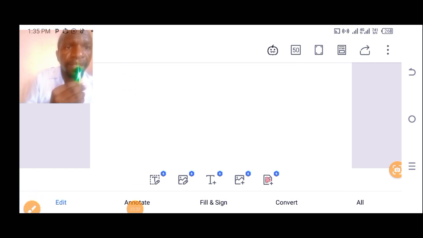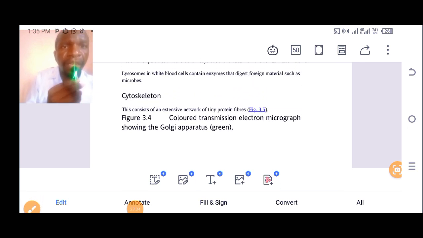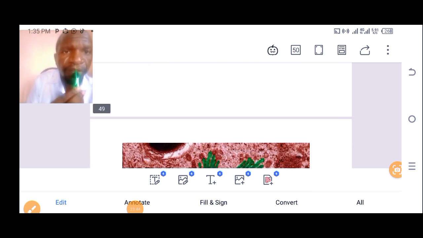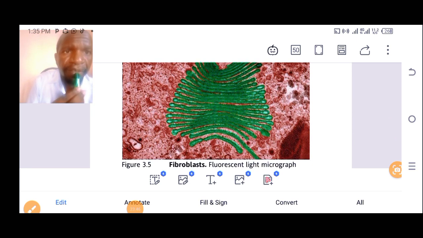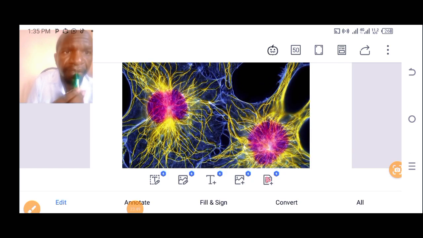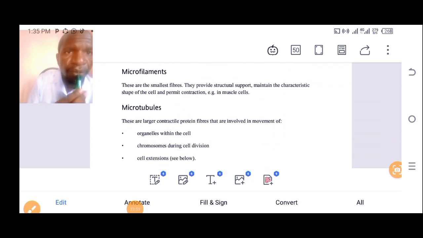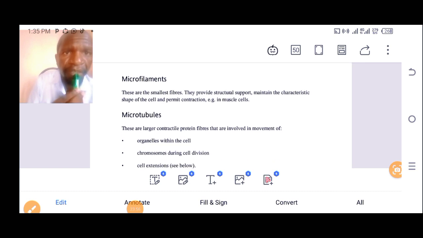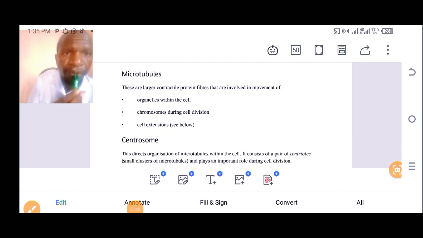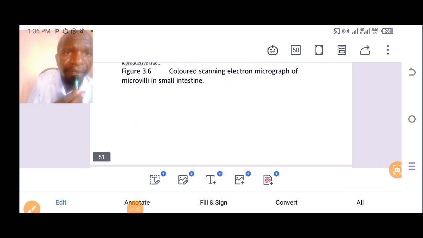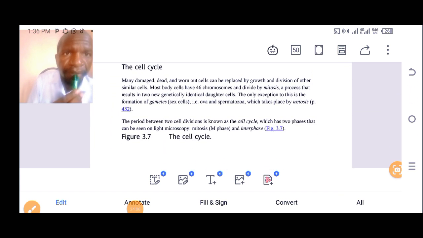Now let us lastly look at the cytoskeleton. The cytoskeleton consists of an extensive network of tiny protein fibers. This is the cytoskeleton. I want you to go and look at the cytoskeleton, the microfilaments, the microtubules, and other organelles like centrosomes and their functions.